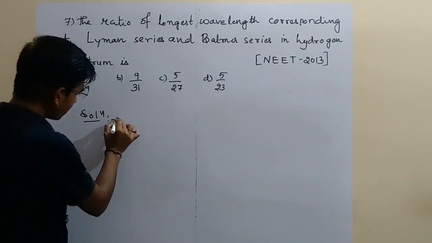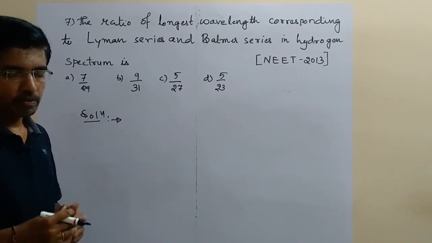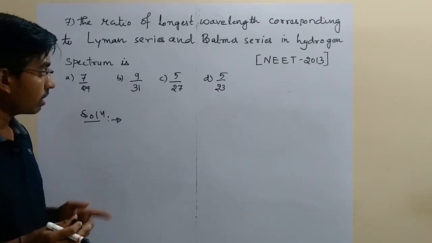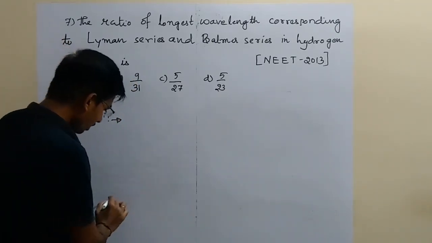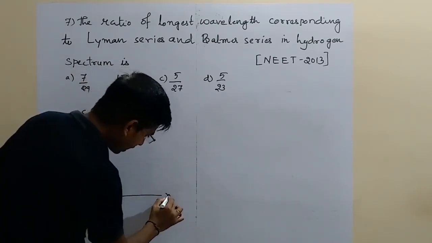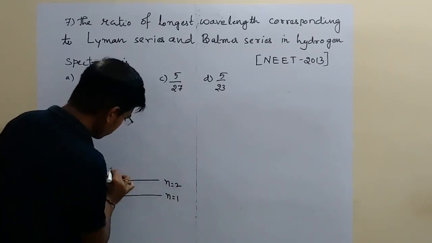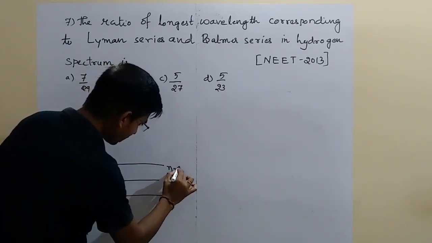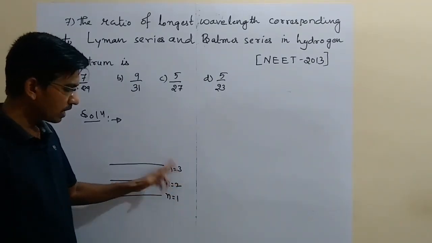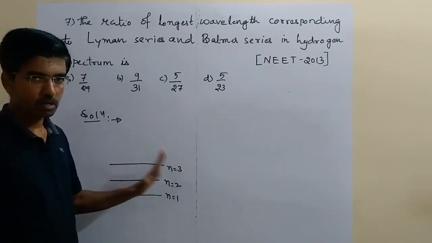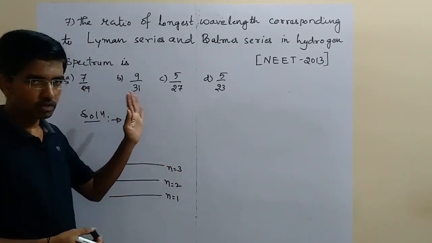For this I will consider the hydrogen spectrum. In that hydrogen spectrum I will consider a few energy levels which are important with respect to this question. Let us consider the energy level corresponding to n is equal to 1, this is the energy level corresponding to n is equal to 2, and this is the energy level corresponding to n is equal to 3. Here n is equal to 1, 2, 3 are nothing but principal quantum numbers. These 3 energy levels are sufficient for the solution of this question.